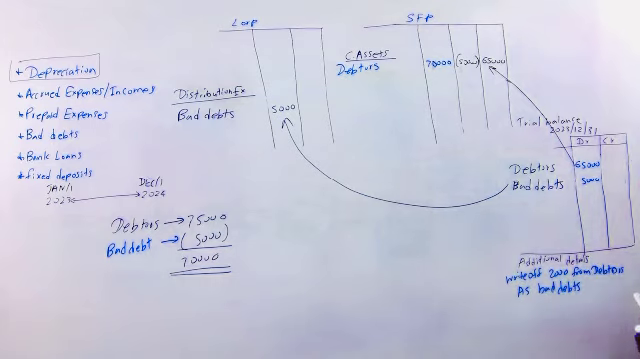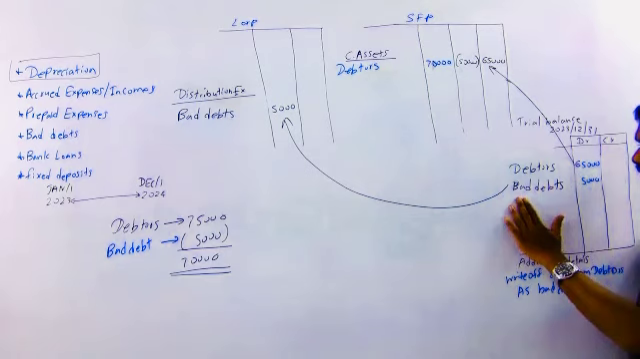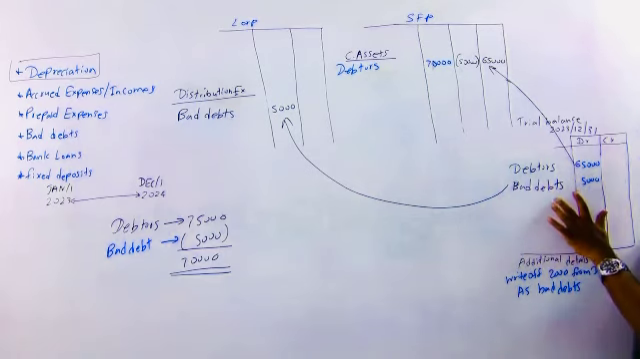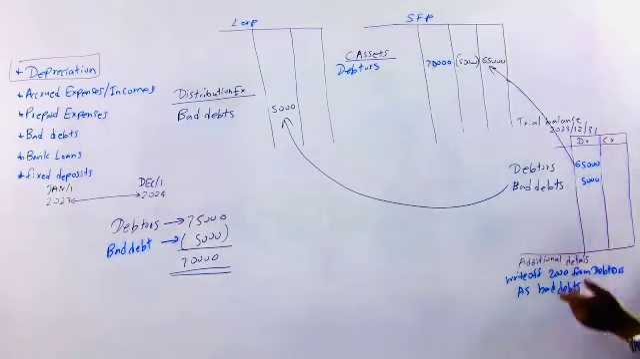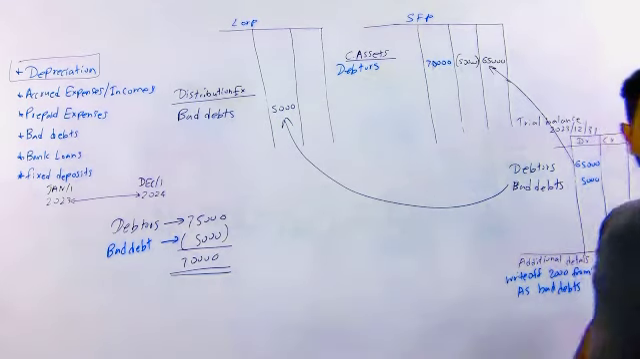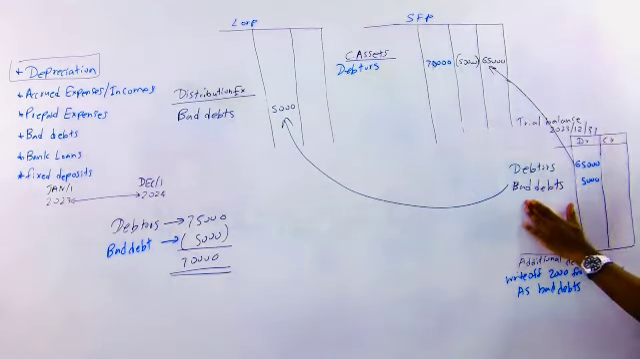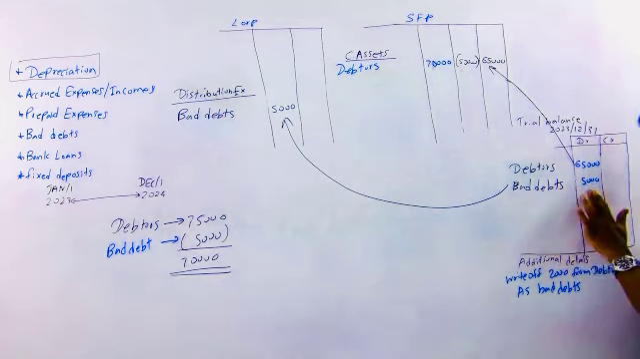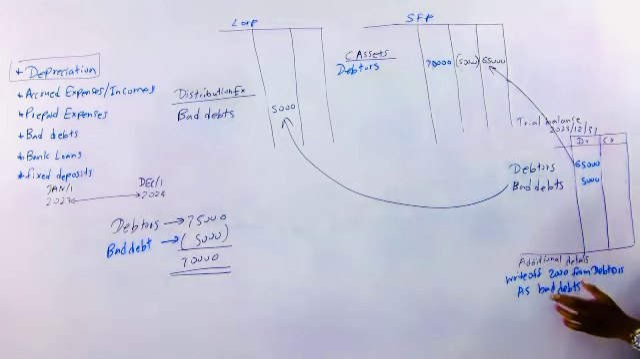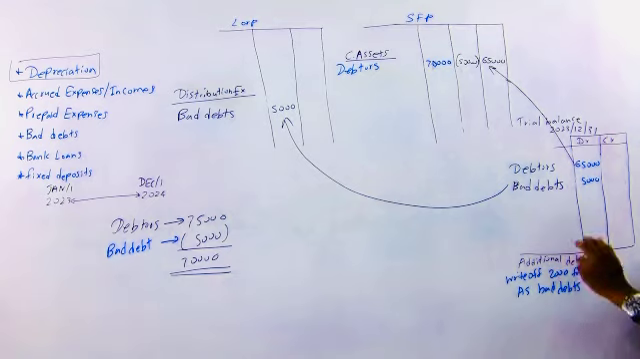What's the meaning of that? It means we have already reserved 5,000 as bad debts, but it's not enough. We have to reserve another 2,000 for bad debts. Right? Understood? We have already reserved 5,000 as bad debts, but it's not enough, so we have to reserve another 2,000 as bad debts.